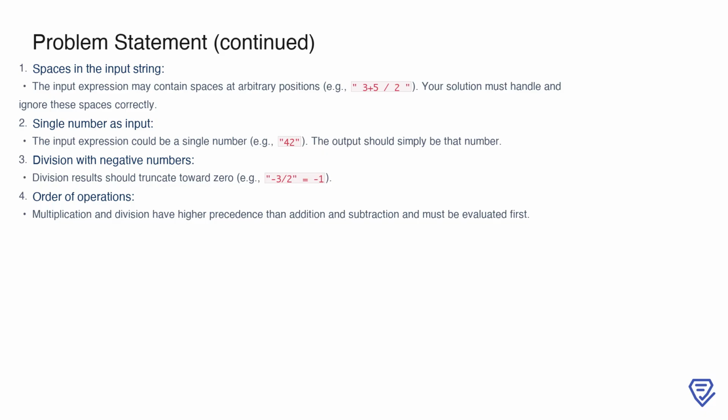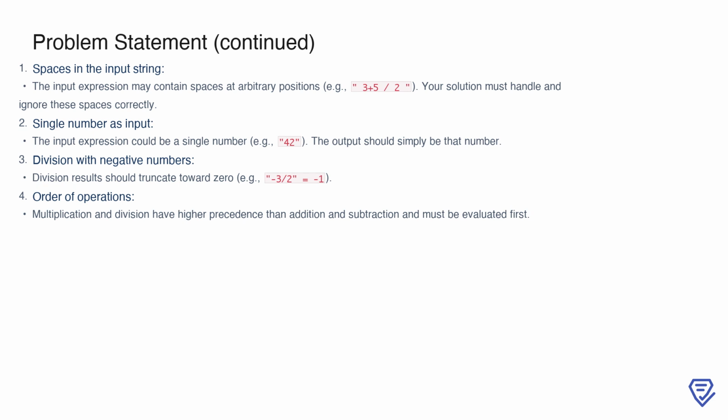There are a few edge cases to keep in mind when solving this problem. First, the input expression may have spaces in arbitrary positions, such as around operators or numbers, and these must be ignored during evaluation. Second, the input could consist of just a single number, like 42, in which case the output should simply be that number. Third, when performing division with negative numbers, the result must truncate towards 0, so -3/2 should evaluate to -1.